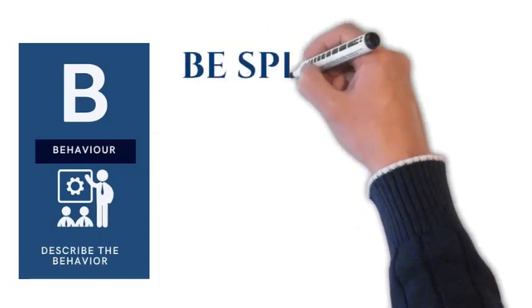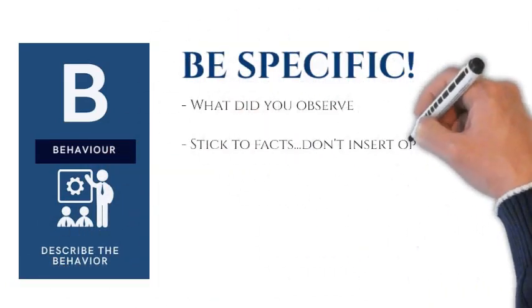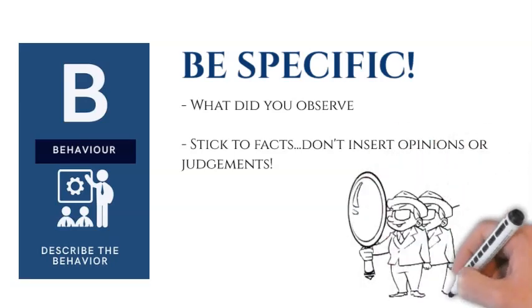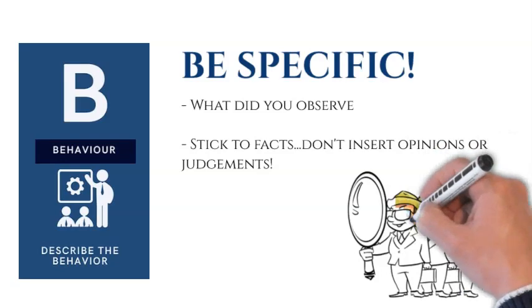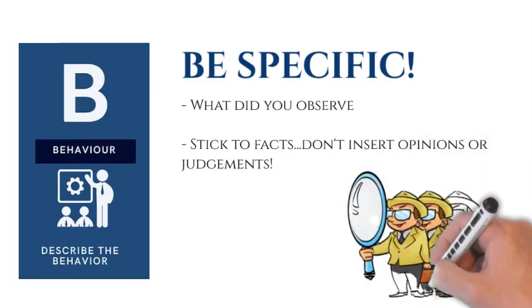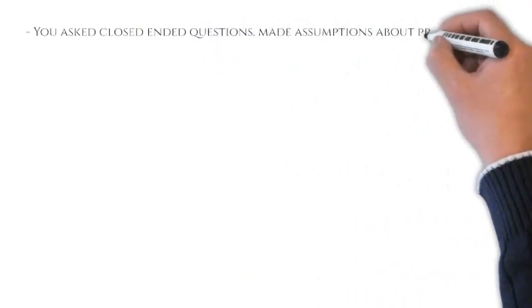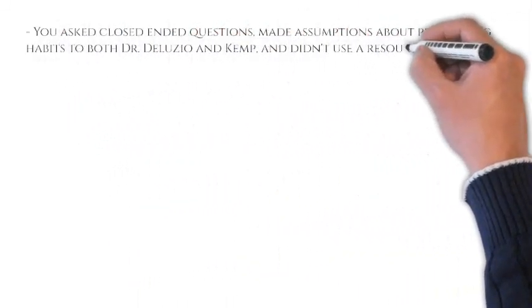So let's next talk about B for behavior. Again, specificity is important. What did you observe? What did they do so you can provide clear context to the behavior you're trying to correct or positively reinforce? Stick to the facts. Don't insert opinions or judgments. Here are some examples of specificity when it comes to behavior and documenting behavior.